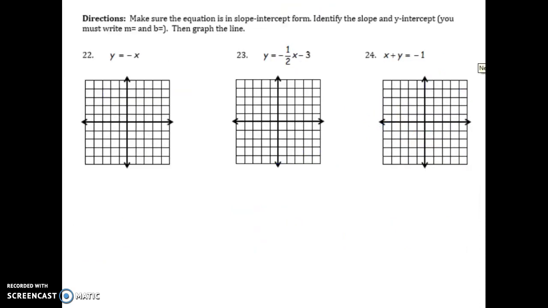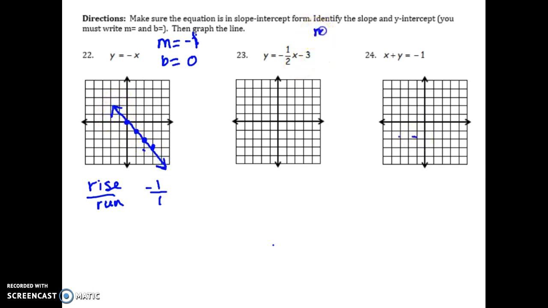Okay, now it says make sure the equation is in slope-intercept form. Identify the slope and the y-intercept, and then graph the line. So we're in slope-intercept form. My slope is going to be negative 1. My y-intercept is 0. There's nothing there. So we start at the origin for 0. My rise over my run would be negative 1 over 1. So I'm going to go down 1 to the right, down 1 to the right, down 1 to the right, and then I can graph my line.